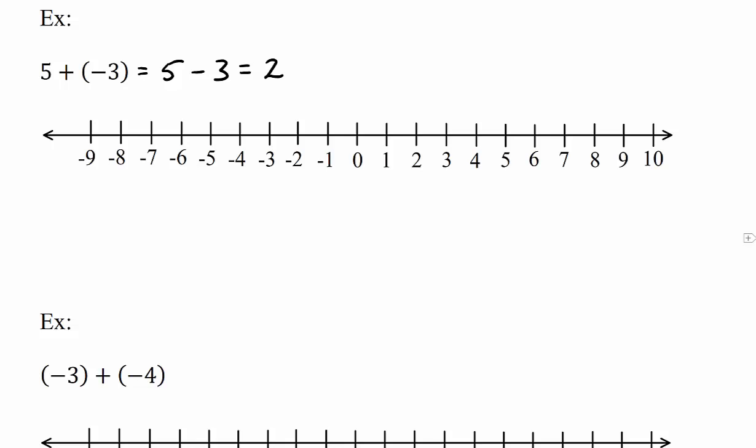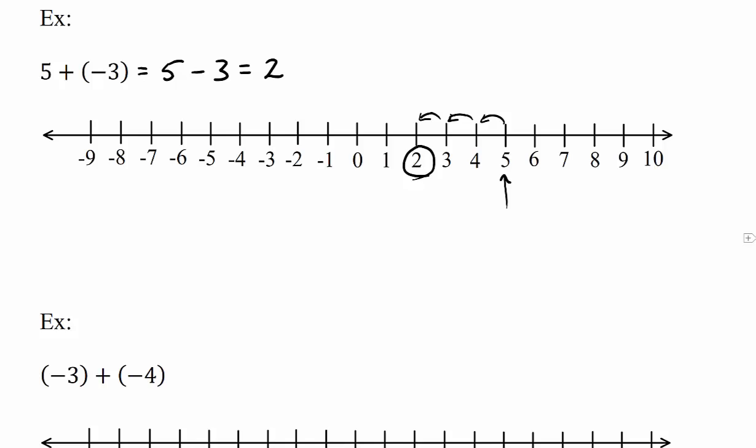Again, looking at a number line, if we start at 5 and we move negative 3, or if we add negative 3, well, when we added positives, we went this way. So now we're adding negatives, so we're going to go the opposite way. So 1, 2, 3, and we can see that we end here at 2.